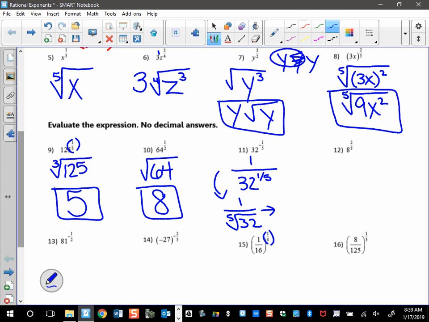So if you're going to type it in as a root, you would have to do 1 divided by 5th root of 32. It's just numbers, so you could just type in 32 to the negative 1/5 in parentheses. Either way, when you type one of those in, what do you get? 1/2. Thank you for not saying 0.5.